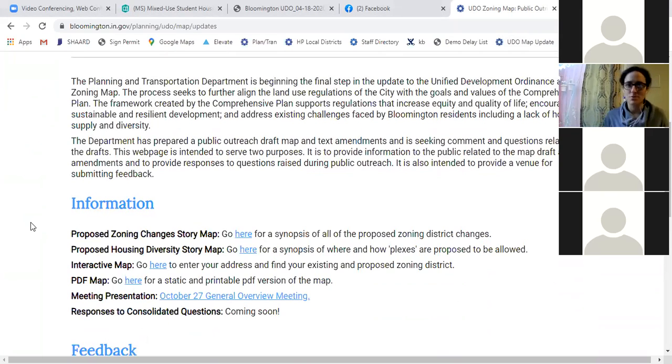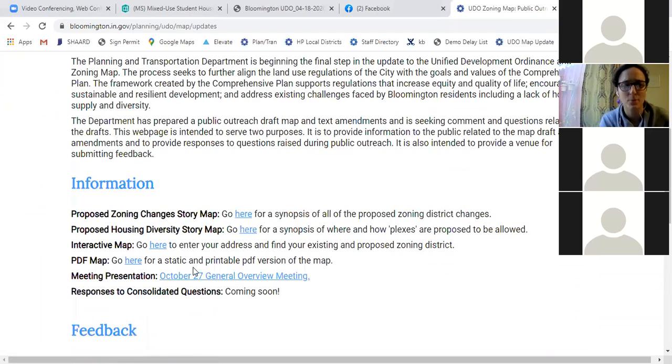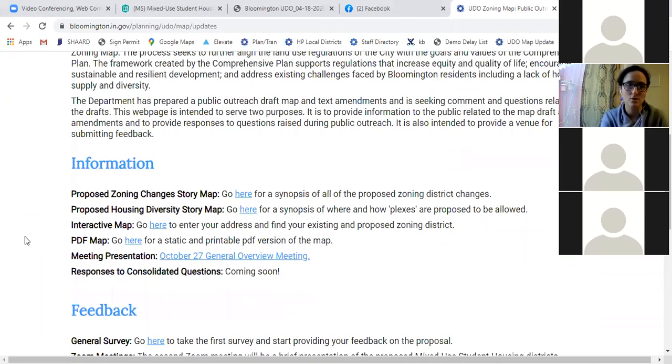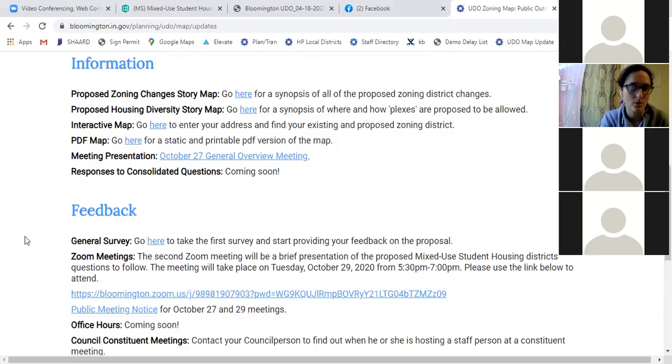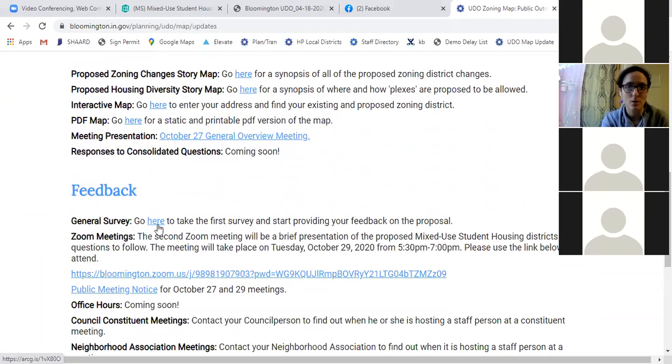If this is the first time you've engaged with us, welcome. We are excited to see and hear your comments. There are two story maps here, one about the zoning district mapping and one about text changes. We have interactive map and PDF map resources, and the presentation from Tuesday's meeting is already up. We are working on responding to the chat questions that were submitted that night, and tonight's will also go up when those are done. I mentioned this survey will update, and it will be about this topic, so please do get on if you're interested and check that out.